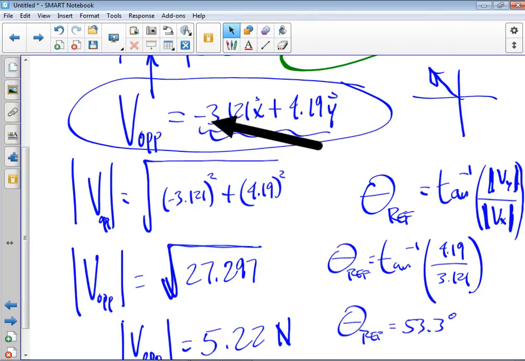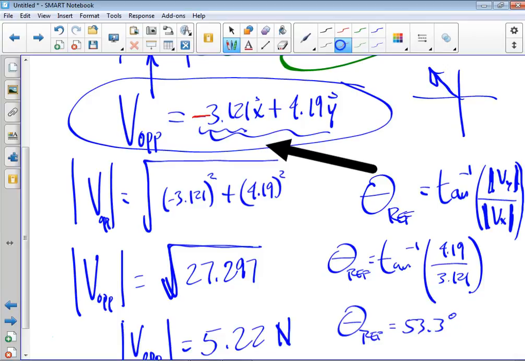You see how the x component is negative, the y component is positive? That means negative x, positive y. That tells us it's got to be the second quadrant. So there's two indicators, a good sketch and knowing how to interpret these signs. A negative x and a positive y is definitely second quadrant. So I'm going to write second quadrant.